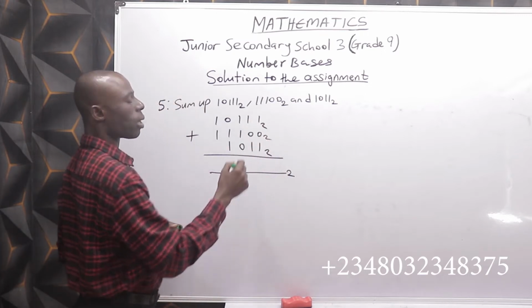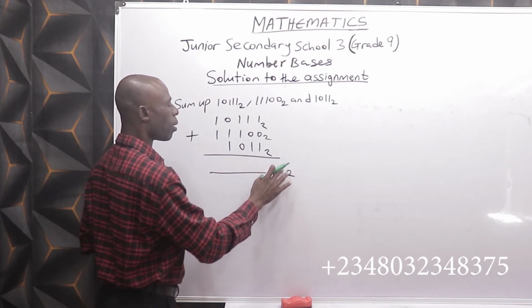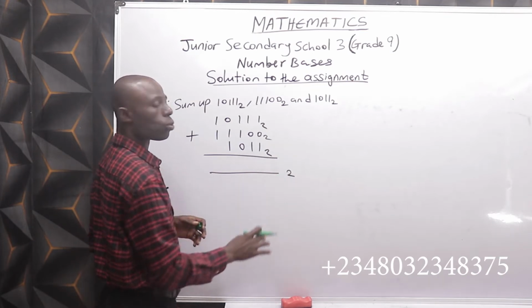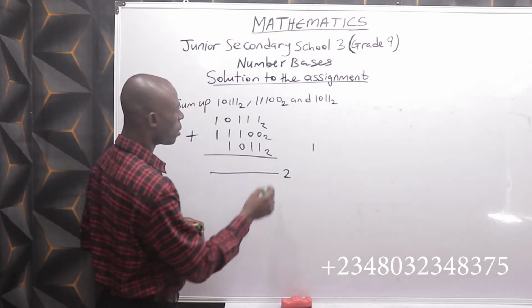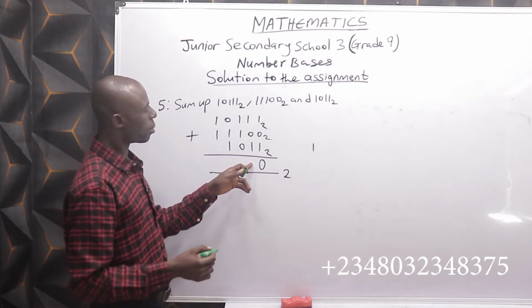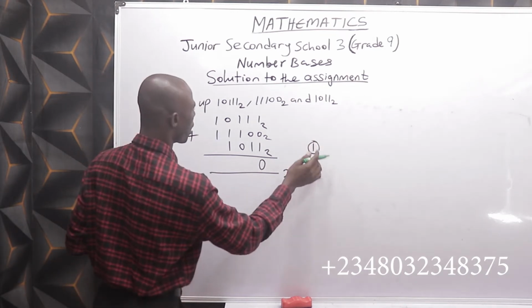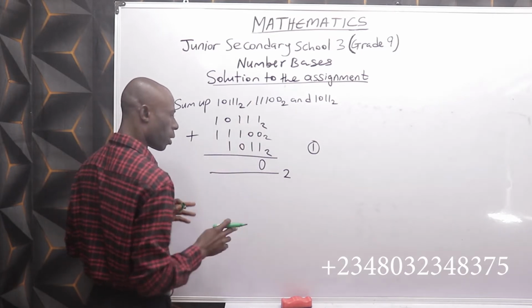1 plus 0 plus 1 is 2. You cannot write the 2 down while we are operating in base 2. So 2 in 2 gives us 1, remainder 0. We put the remainder in this place. This one we carry, add it back here, making 2 plus this one is 3.